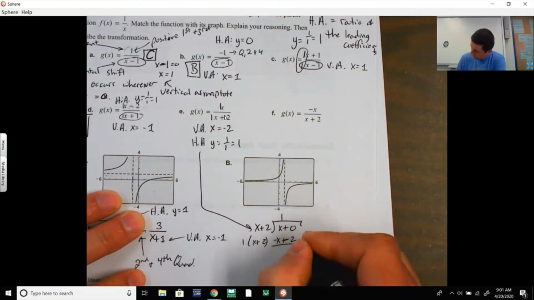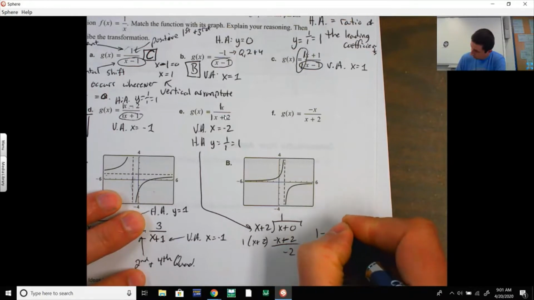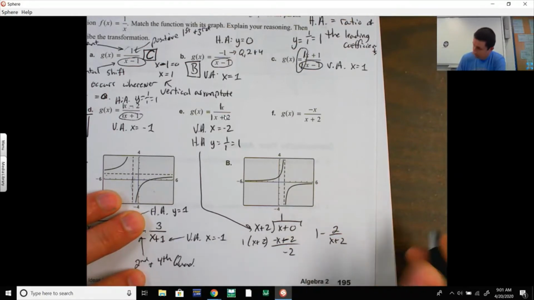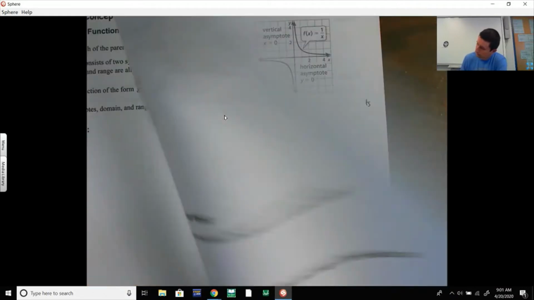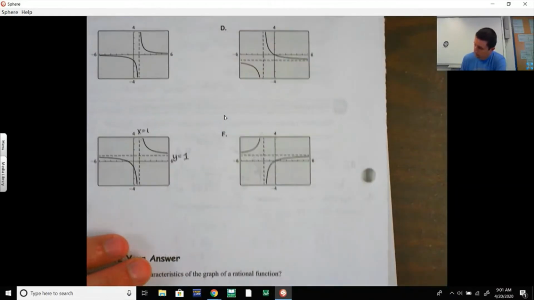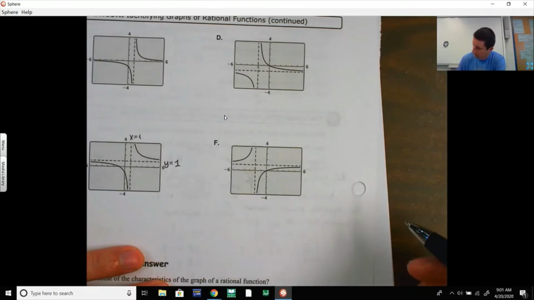So change my signs, I get -2. So I get 1 minus 2 over x plus 2. So that minus right there does tell you the graphs are in the other two quadrants. Looks like we'll have to do that. I thought I had a shortcut for you. So that should be F.